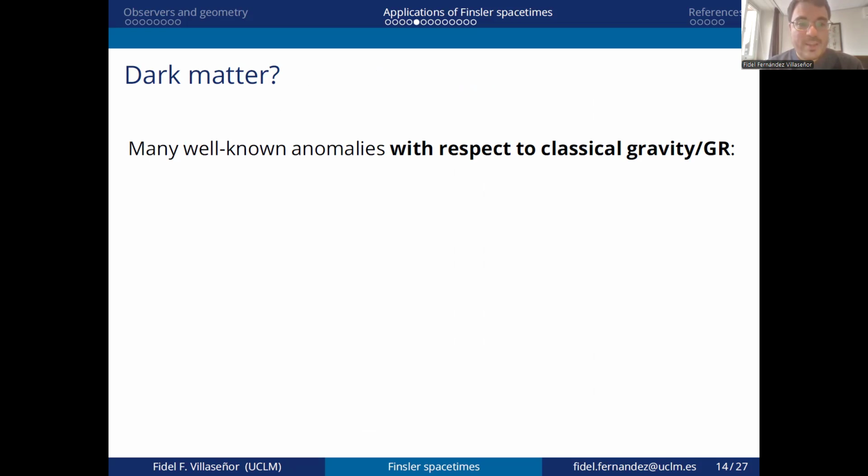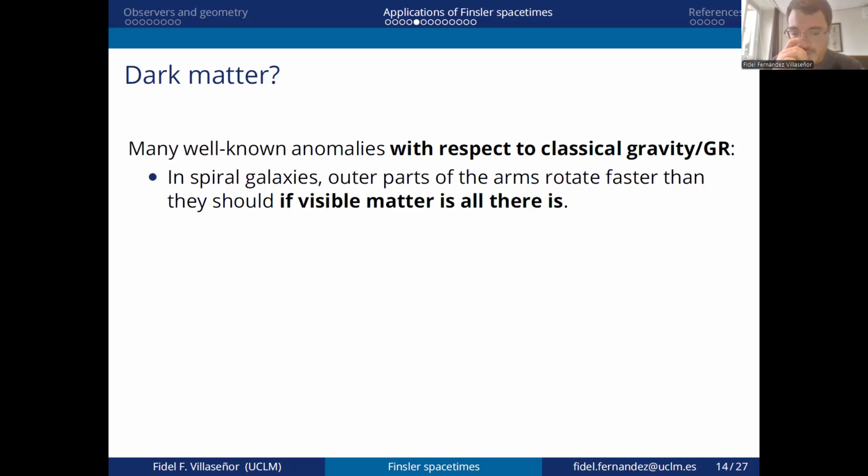Well, the point is that general relativity is a very successful theory, but still there are many well-known anomalies with respect to it. For example, in spiral galaxies, one finds that the outer parts of the arms rotate faster than they should, provided that visible matter is really all that there is. And this is very difficult to explain with classical gravity or general relativity. There are many more phenomena of this type, but I will not enter into them in order to not complicate things.